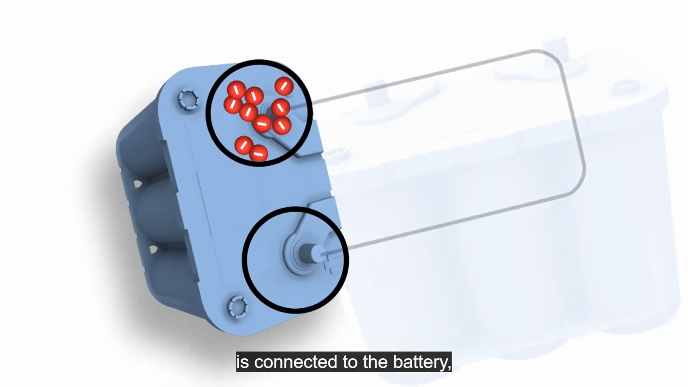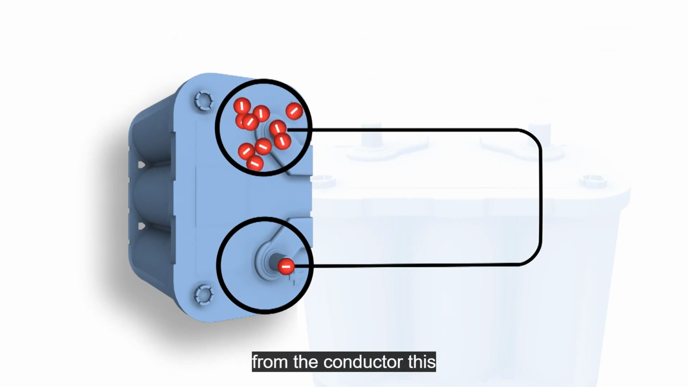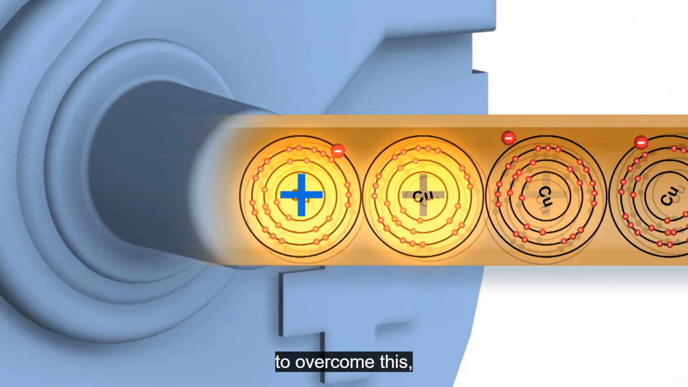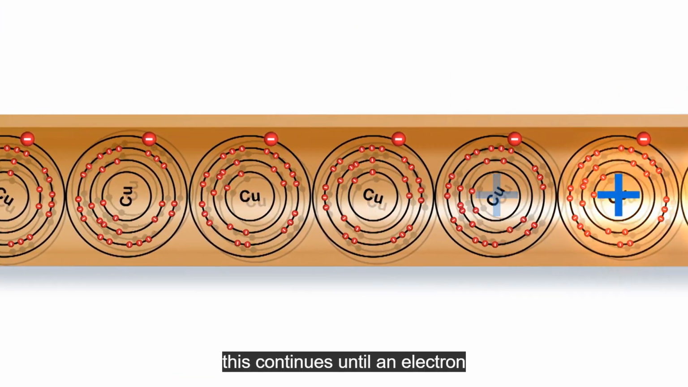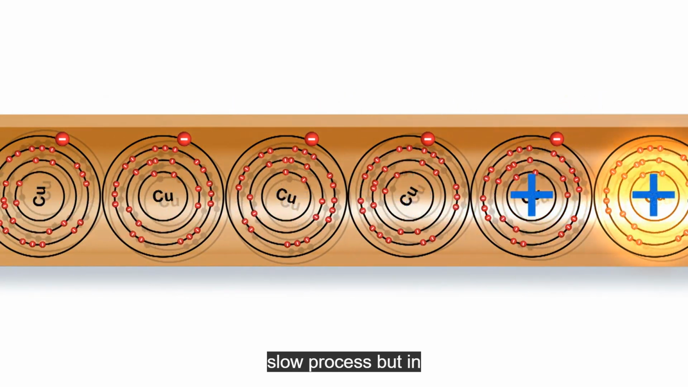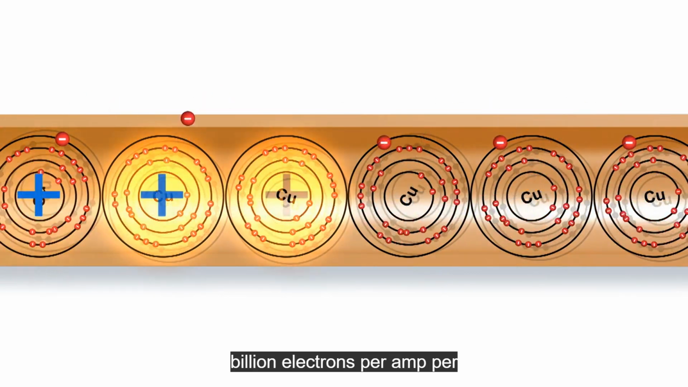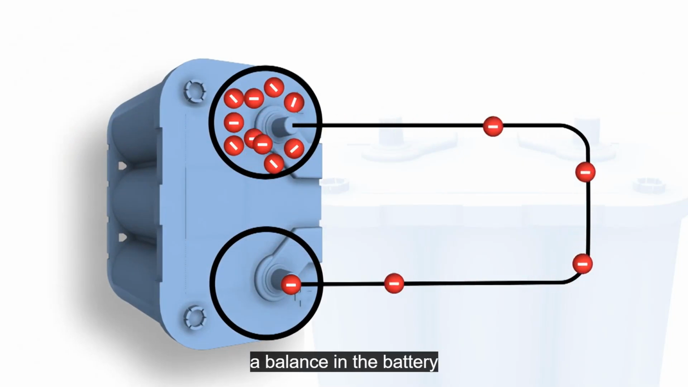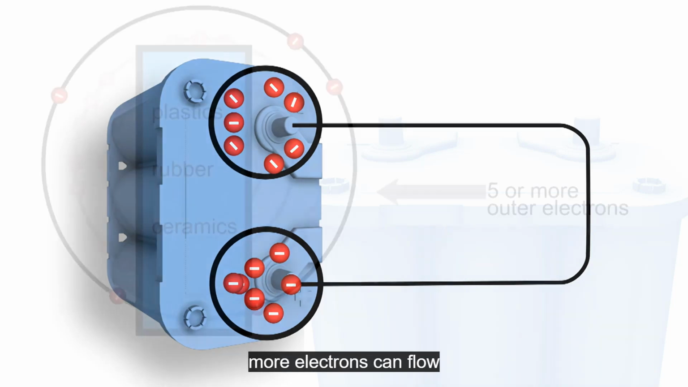When a circuit is connected to the battery, the positive terminal will attract one of the free electrons from the conductor. This will cause the atom to have a positive charge. To overcome this, it takes a free electron from the next atom. This continues until an electron is taken from the negative terminal. It sounds like a slow process, but in reality, there are 6.28 billion electrons per amp per second. The transfer of electrons will continue until there is a balance in the battery. It will be at this point that the battery will be flat and no more electrons can flow.